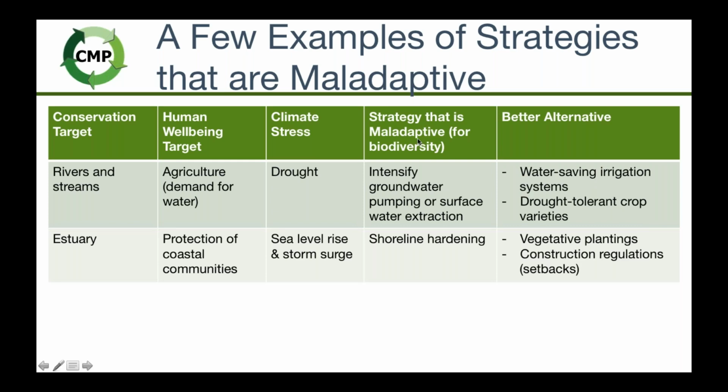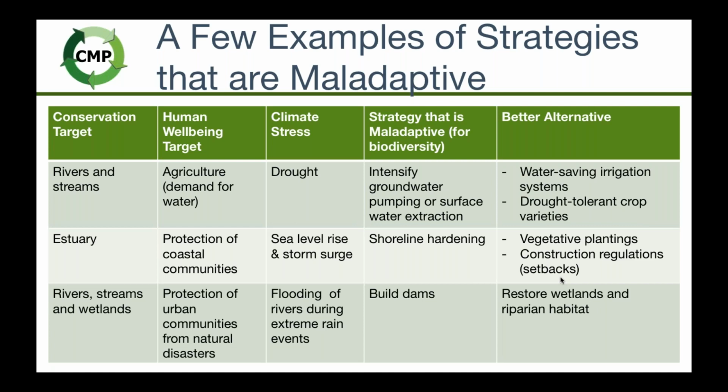Another example, if you're working to conserve estuaries, which also contribute to protecting coastal communities, you've got sea level rise and storm surge. This is the example that I showed in the previous slide. Shoreline hardening is a maladaptive strategy. Better alternatives include vegetative plantings and construction regulations, setbacks, so that people don't build right along the coastline.